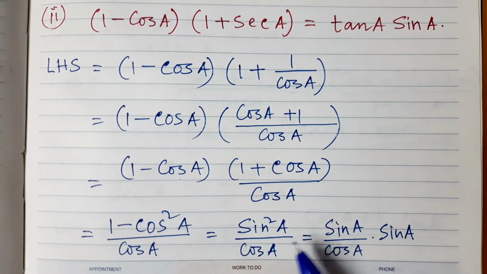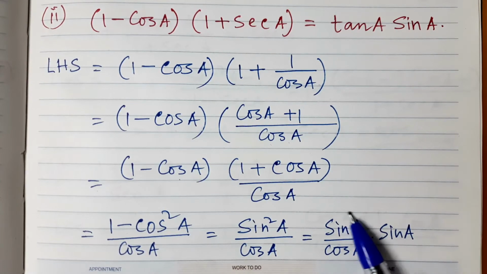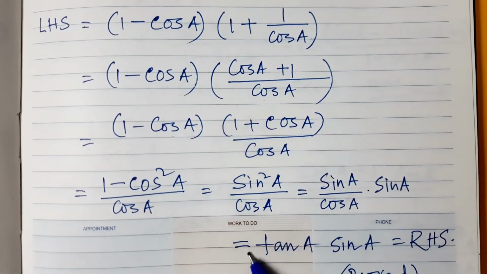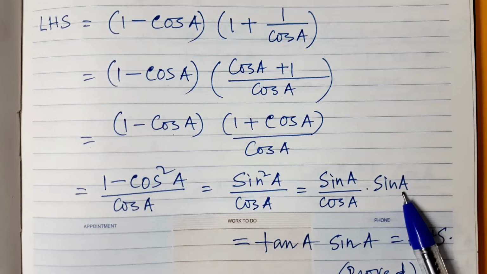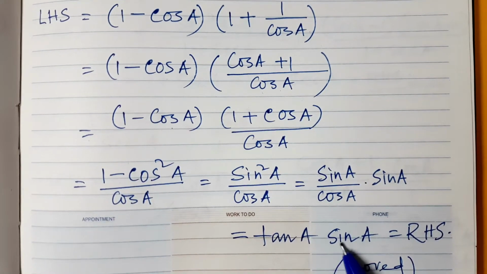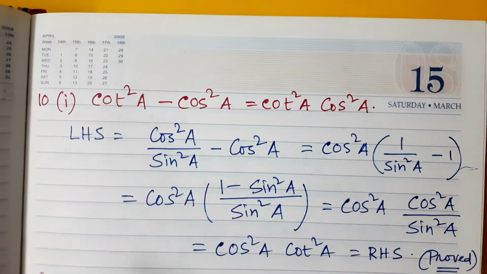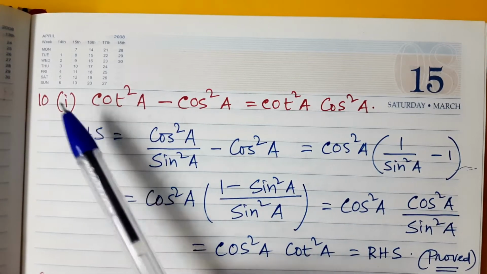Okay, so this is sine square A, which means what? Sine A into sine A. So one sine I am keeping with this cos, so it will become tan. Okay. So this is tan A into, and one sin A is remaining. So it is tan A into sin A, which is the right hand side. This is proved. Okay. So this is problem number 10 part 1.